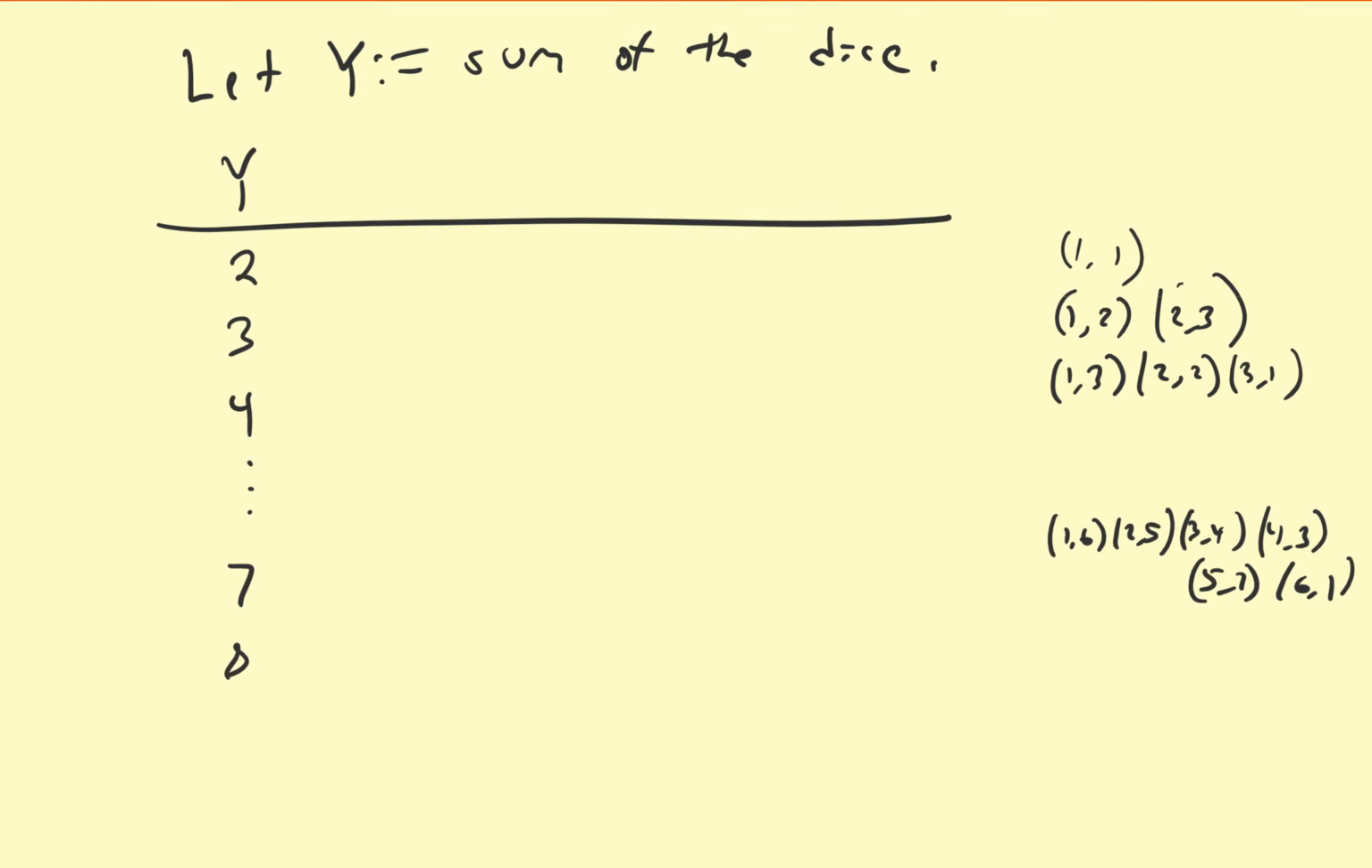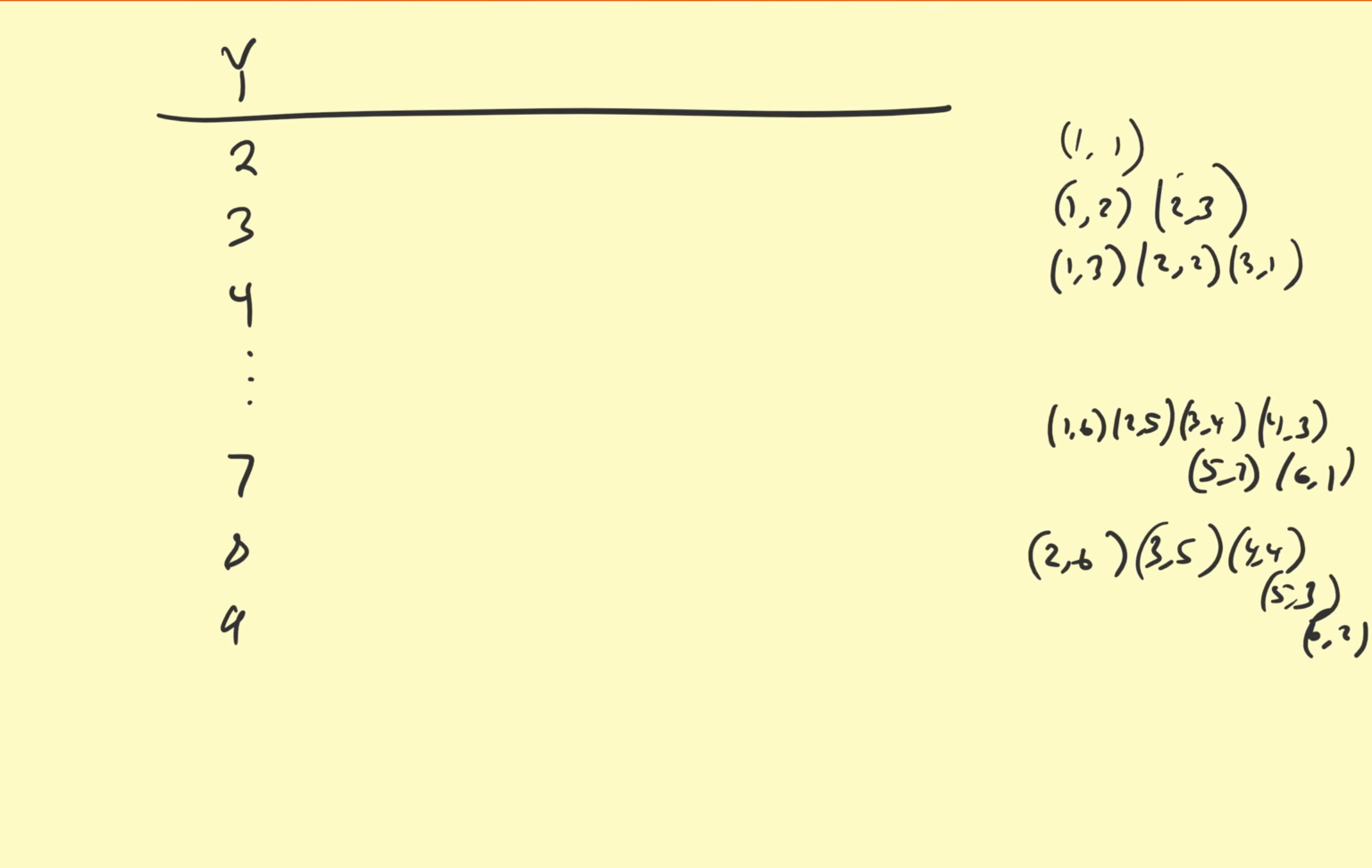After 7, that's going to go to 8. So can you get 8? So 8 is going to come from, let's see, 2 and 6, 3 and 5, 4 and 4, 5 and 3, and 6 and 2. And then it's going to go from 9 all the way down to 12, where 12 is associated with 6 and 6.